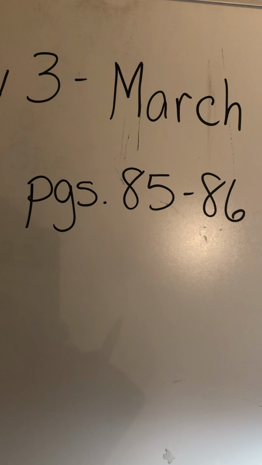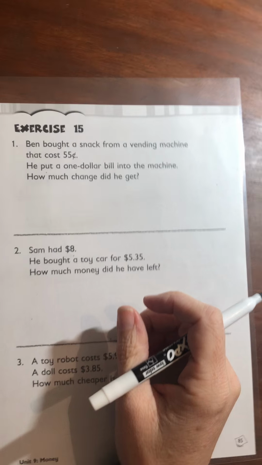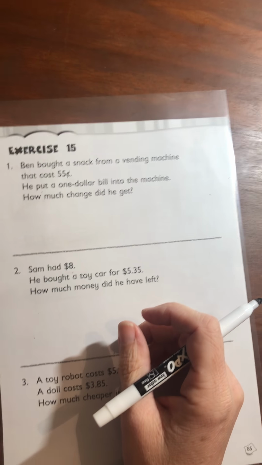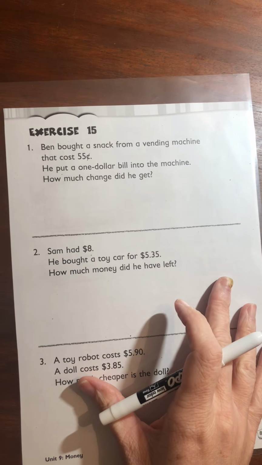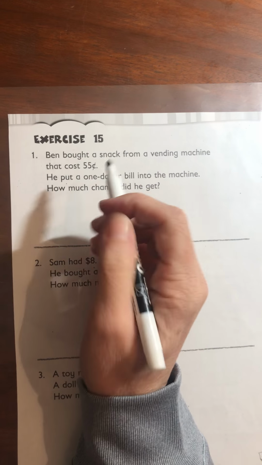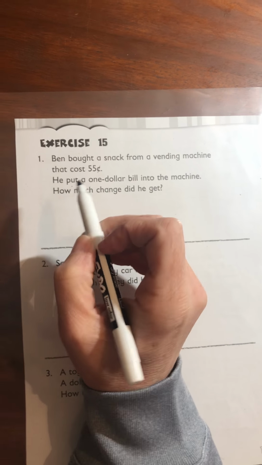This is math pages 85 and 86. These are the money word problems. I don't have Addison to video today, so hopefully you'll be able to see this. It says number 1 on page 85.